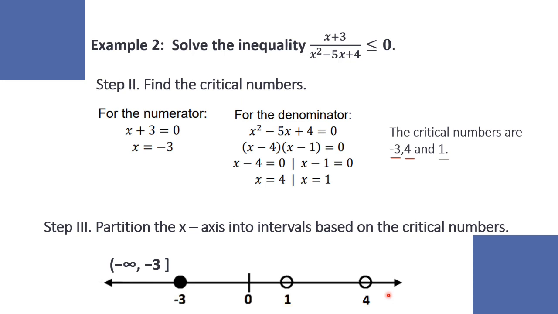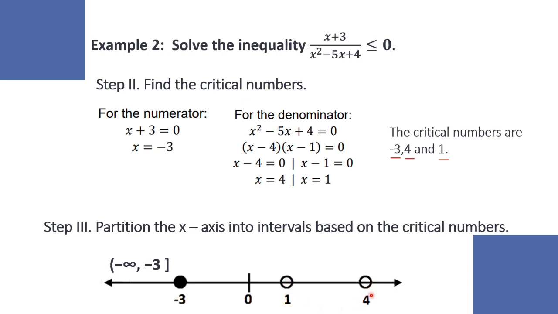So 1 and 4, these critical numbers are from the denominator. We get this one from the denominator. So if we substitute, we all know that x squared minus 5x plus 4 has the factors x minus 4 and x minus 1, the denominators. So if x is 1, then 1 minus 1 is 0, times this one is 0. Meaning, a real number over 0 here is undefined. If it is undefined, this is hollow. 1 is not included in the solution set.